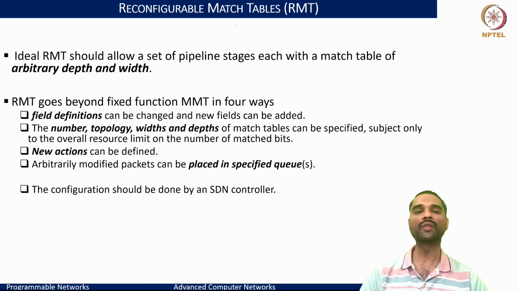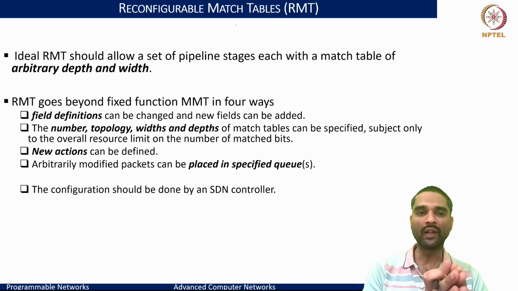And it came up with what it calls an ideal RMT, which should allow for a set of pipeline stages, each with a match table of arbitrary depth and width. That means the configurations of, if I said that I needed a layer 2 table with more than 8K entries, I should be able to configure them as I need.